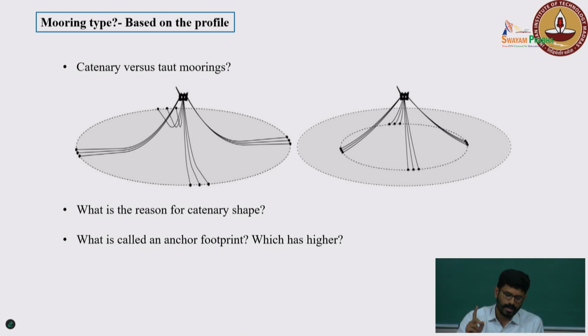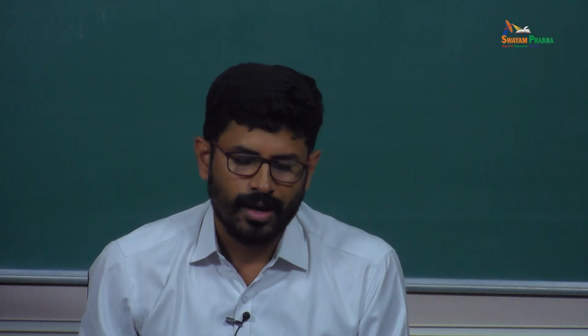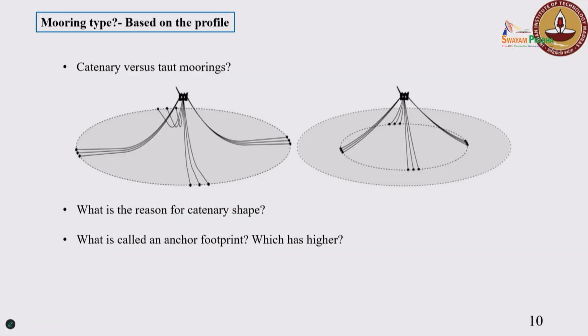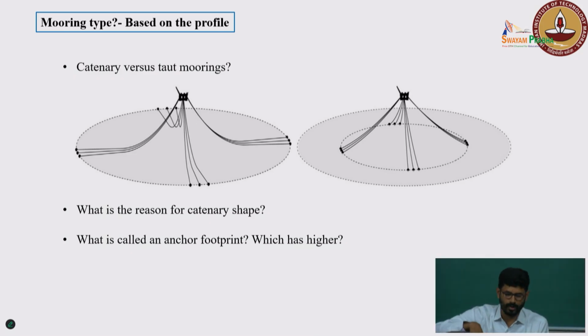So now we discussed watch circle, which means that it can, as the cow can go around that point, correct? And where it is connected, end A is connected to the floater, end B is connected to the seabed, and it is all connected. If you see it in a plan view, you basically have some circle, right? What we call an anchor footprint, right?